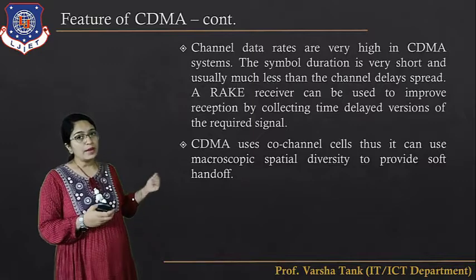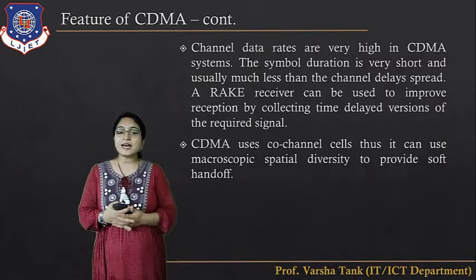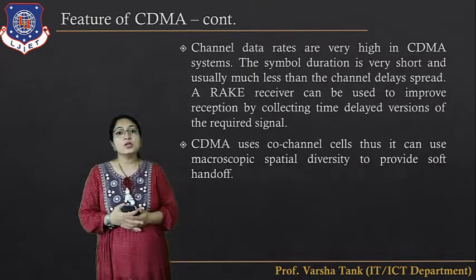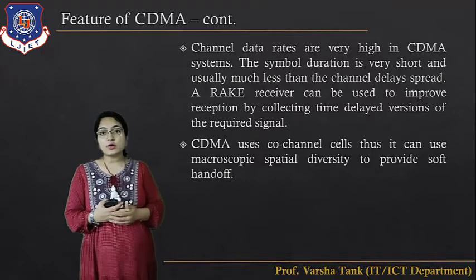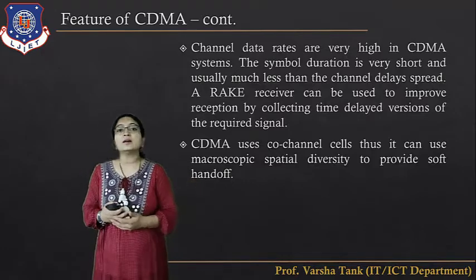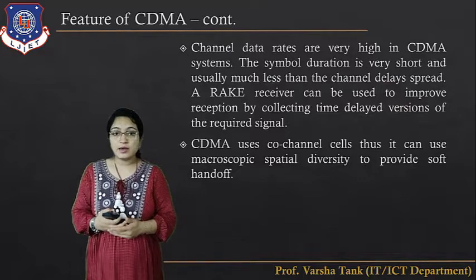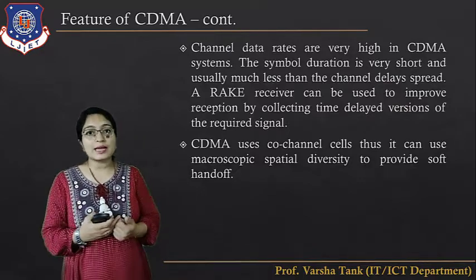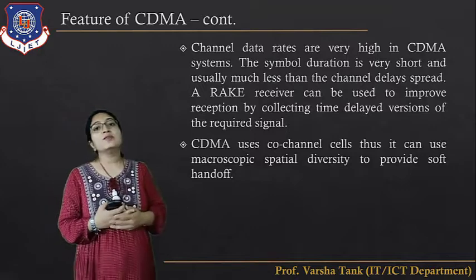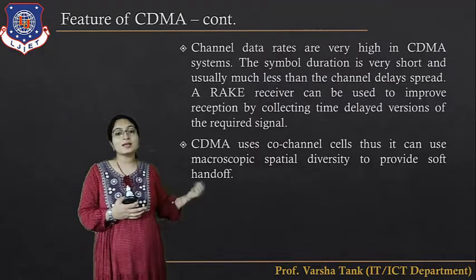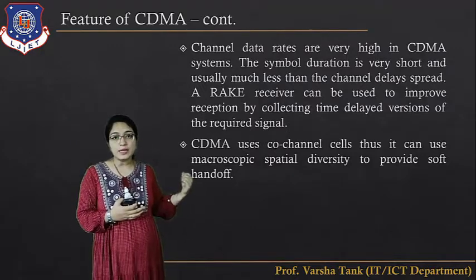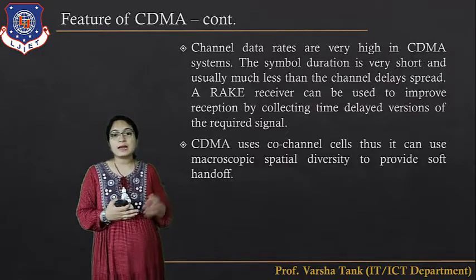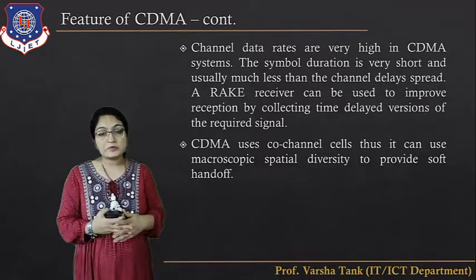Now here the channel data rates are very high in CDMA, so the symbol duration is very short and usually much less than the channel delay spread. And here the rake receiver can be used to improve reception by collecting the time delayed versions of the required signal. So the rake receiver will be used at the receiver side to handle the time delay that occurs in the signal.